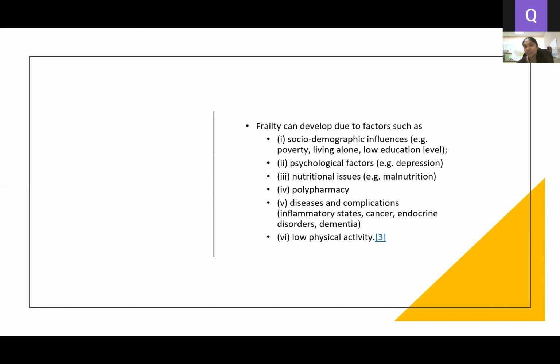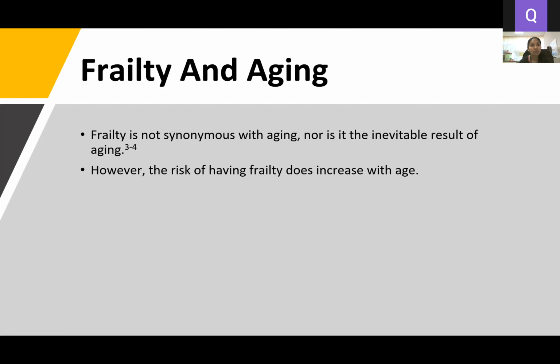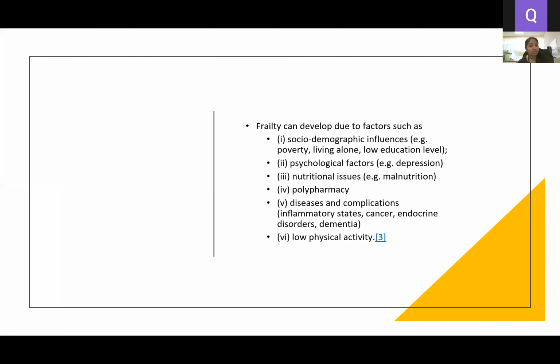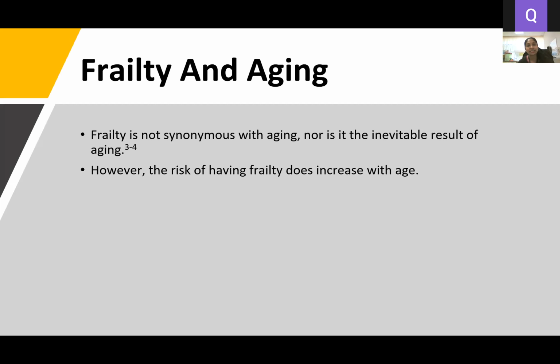So why does an older person have frailty? They can have frailty because of socio-demographic influences. They can be due to psychological factors, nutritional issues, polypharmacy, diseases and their complications, and low physical activity, right? So when you have frailty, is it the same as aging? No, it's not synonymous with aging, nor is it an inevitable result of aging. But the risk of frailty does increase with age, right?